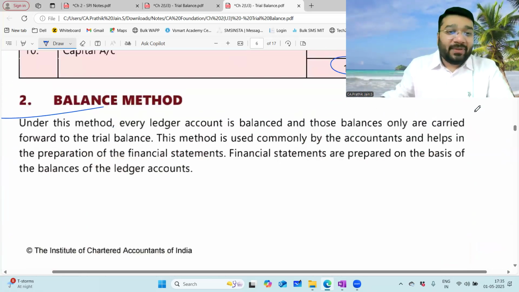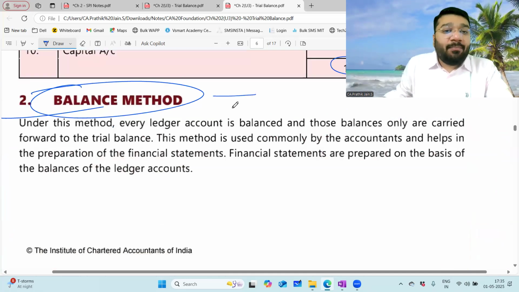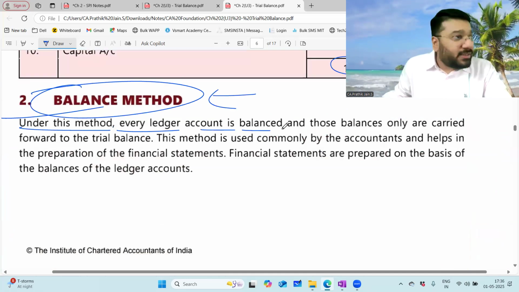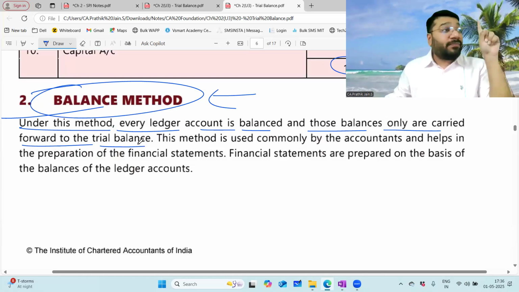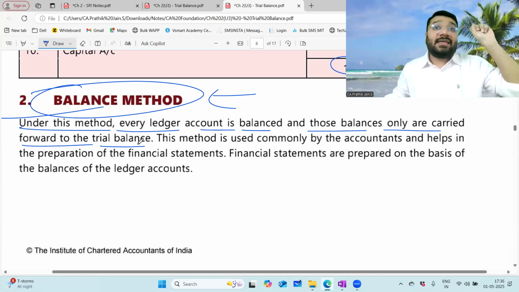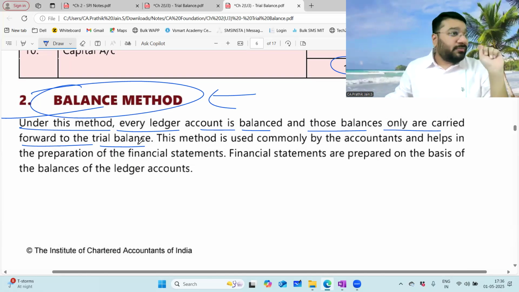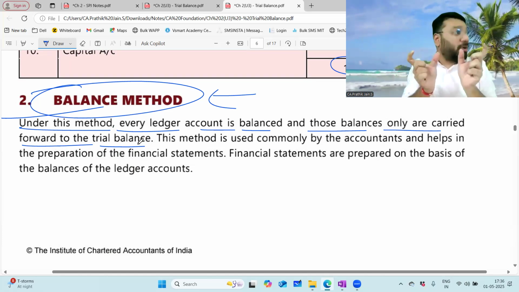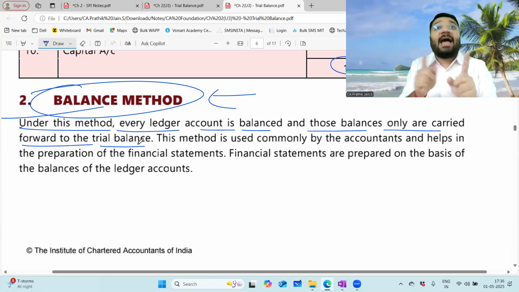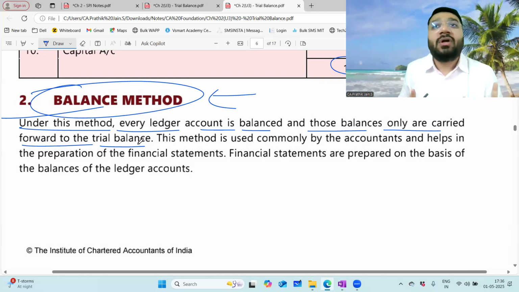So can I continue? Next is the balance method. This is the important method. Under this method, every ledger account is balanced, and those balances are carried forward to the trial balance. So when I prepare the draft trial balance, all the ledgers will have balances, including nominal accounts, because I want to know the totals of the trial balance, whether double entry is followed or not. For that purpose, I have to transfer all the balances at least once to the trial balance.